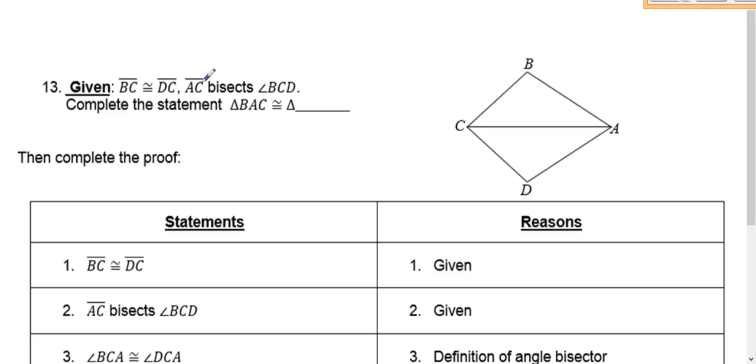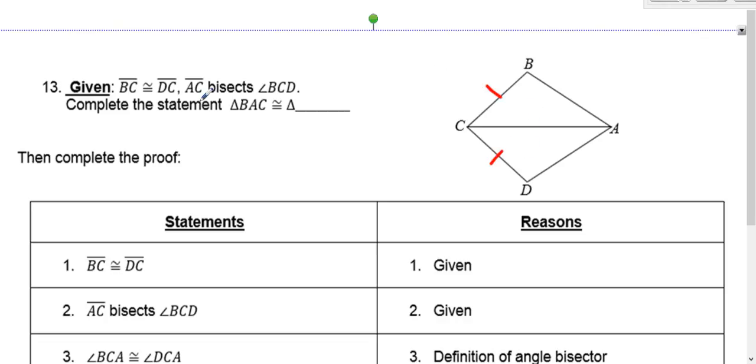Given BC is congruent to DC and AC bisects angle BCD. Complete the statement. Triangle BAC is congruent to triangle. We need to fill it in corresponding order.